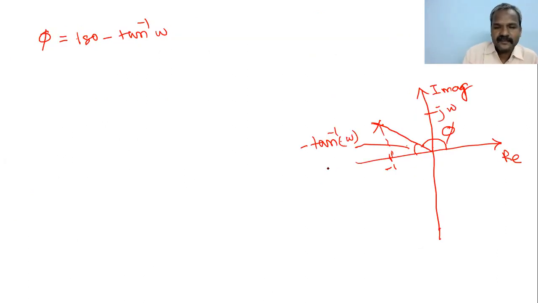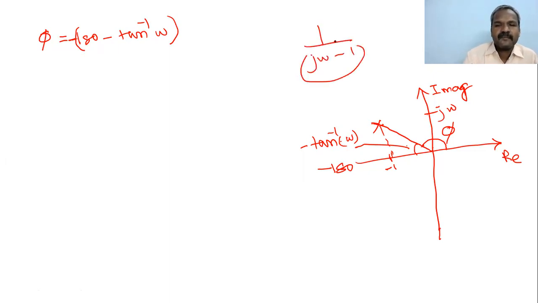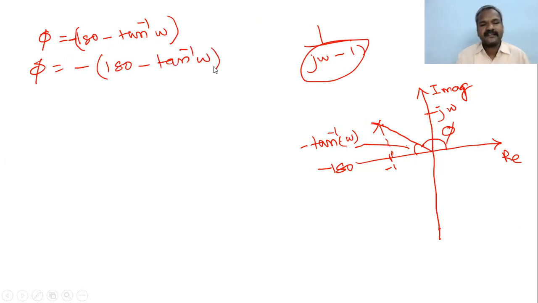Actually, this is minus 180. So 180 degrees minus tan inverse of omega, it is in this axis, right? It is minus of 180 minus tan inverse of omega, because the factor j omega minus 1 is in the denominator. So the phase angle is minus of, for the numerator 0, for the denominator minus of 180 minus tan inverse of omega. Understand or not?